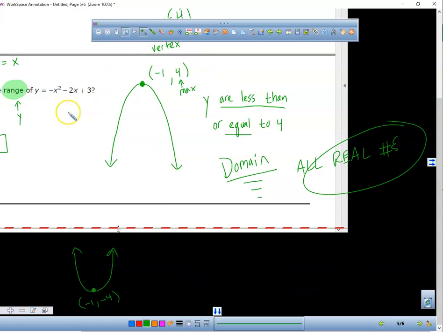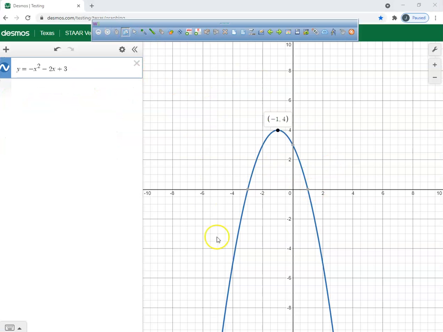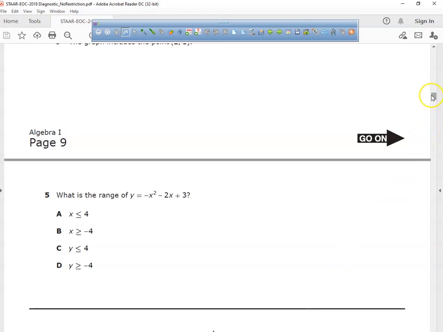This is not a difficult problem. All you have to do is just graph it and take a look at the highest point. And that's it. All right, moving on.